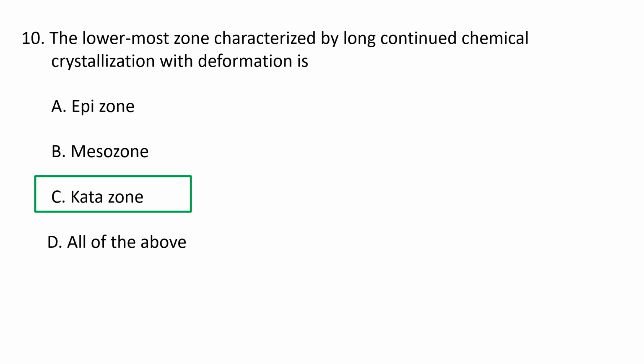It is roughly around 500 to 700 degrees centigrade, and it mostly exhibits strong hydrostatic pressure and low or no shearing stress. So this zone is known as a catazone. C is the correct option.